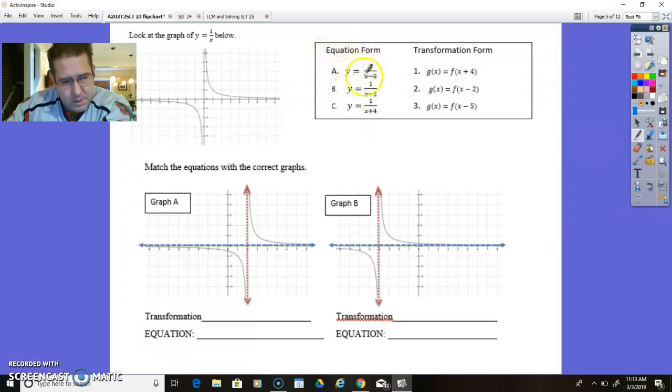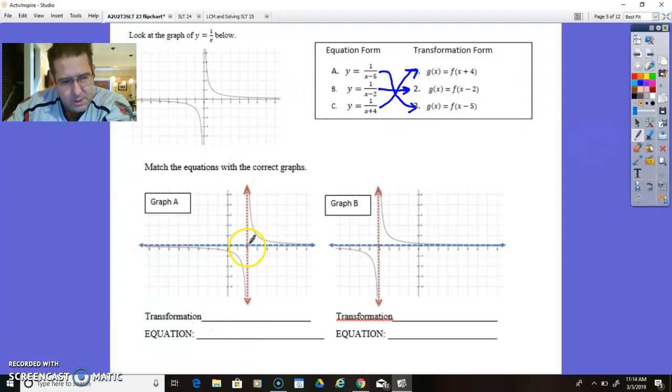We're going to first start with connecting these equation forms into the transformation form. 1 over x minus 5 is the same as f of x minus 5. 1 over x minus 2, as you can tell, just links right here to f of x minus 2. And 1 over x minus 4 is the same in function notation as f of x plus 4. So you can see that they are very similar in the way that they are written.